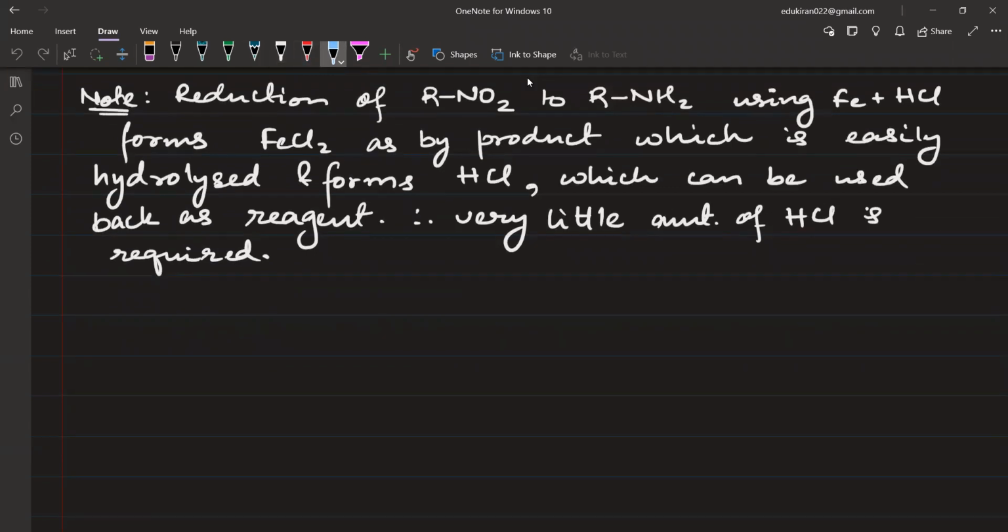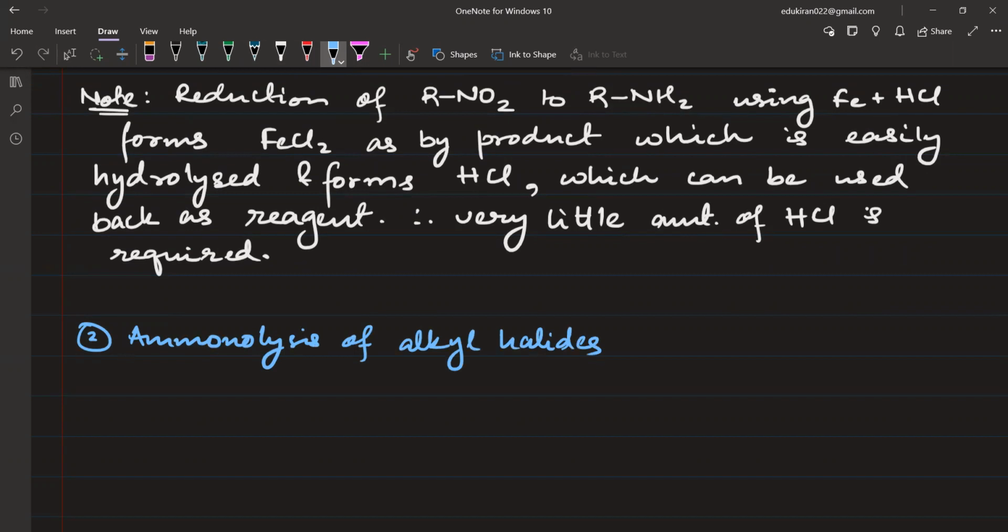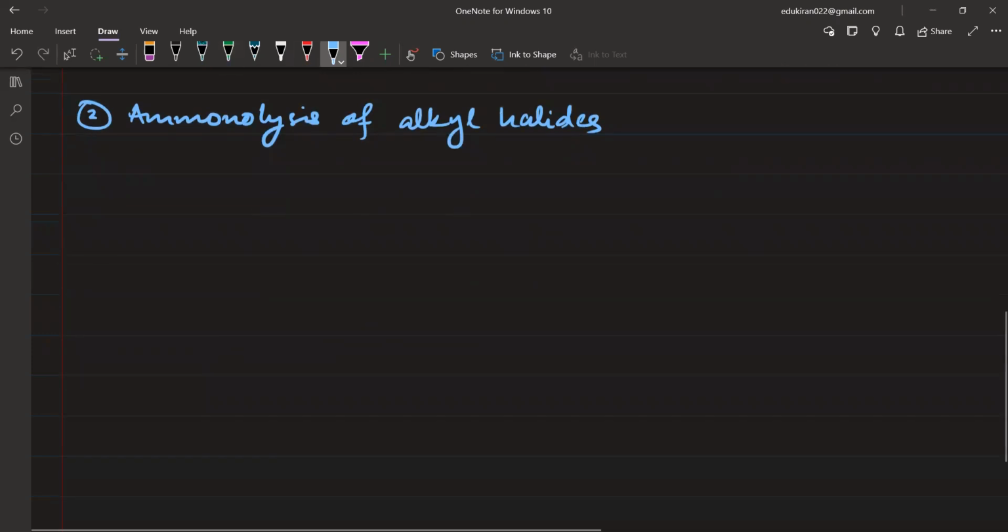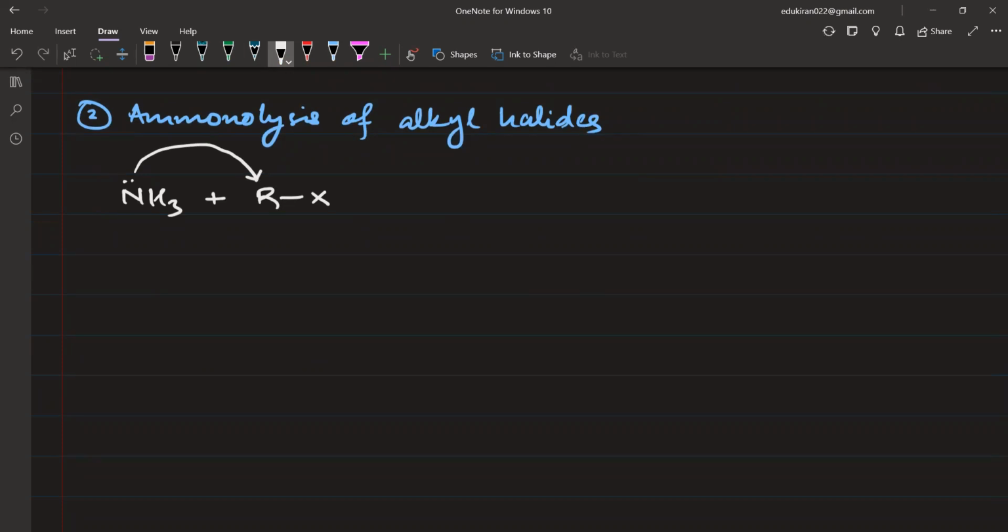After this, you will write ammonolysis of alkyl halides. This reaction we have already seen in the chapter of haloalkanes and haloarenes. If you have NH3, ammonia, and you use any haloalkane like this, now this NH3 is going to attack on the R, and X is going to leave. This is a nucleophilic substitution reaction, SN reaction.